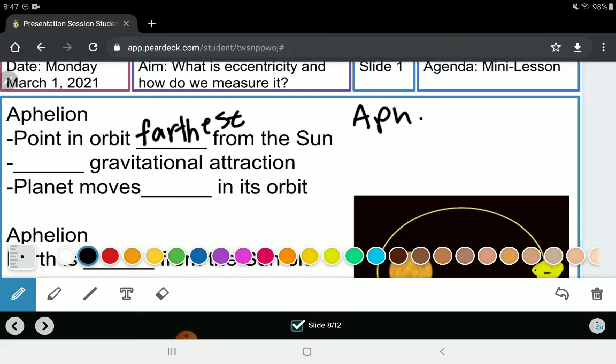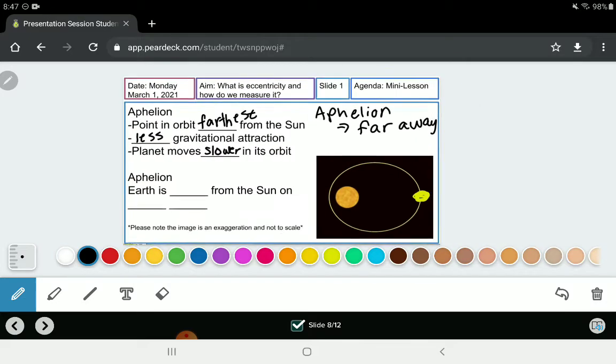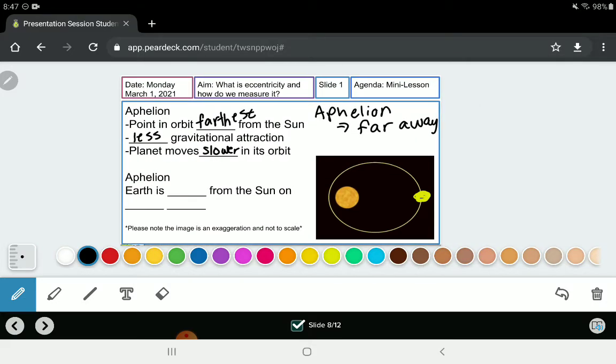So if you're at the aphelion, imagine it's somebody sneezing like that. You want them as far away as possible. So if somebody is sneezing, you want them far away. If the Earth is at the aphelion, it is far away from the sun. And at this point, we have less gravitational attraction. The planet actually moves slower because the pull from the sun is not as great.